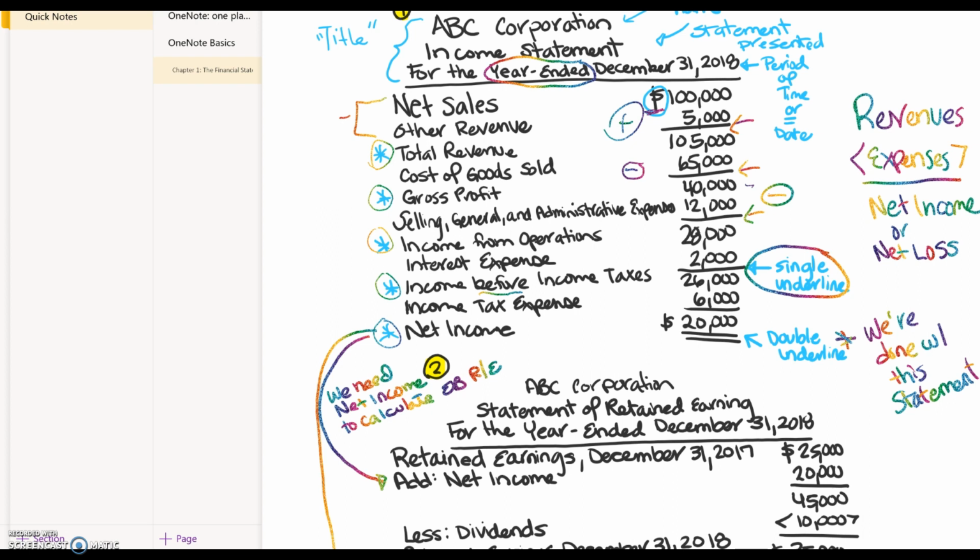Net income or net loss. Net loss happens when you have more expenses than revenues in a period. Net income happens when you have more revenue than expenses. So our revenues earned are greater than our expenses incurred. In this particular case, we have net income of $20,000.